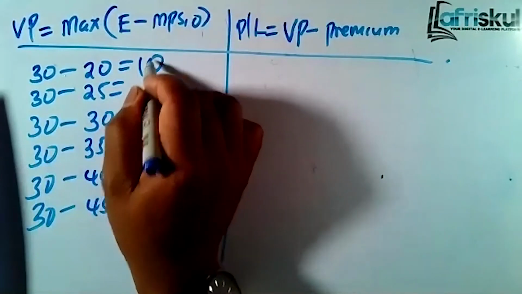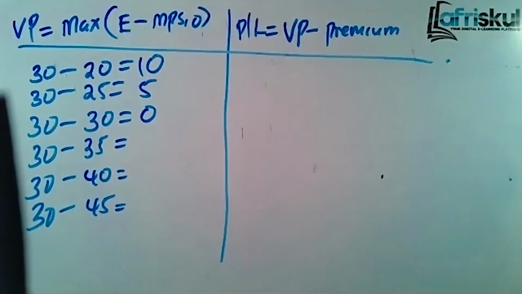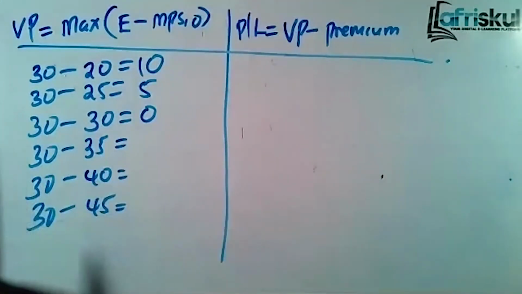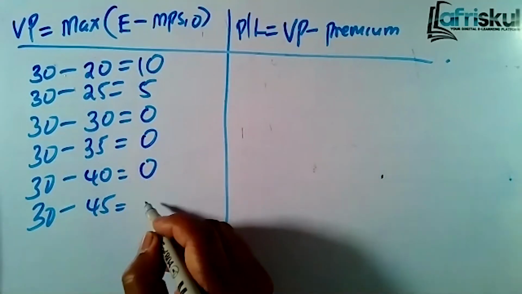So that one you get 10, you get 5, 0. 30 minus 35, you get what? Okay, so that minus that is 5 negative. We say that if you get a negative, you just write 0. Also, that one will be 0. That minus 45 is a negative, you still get 0.